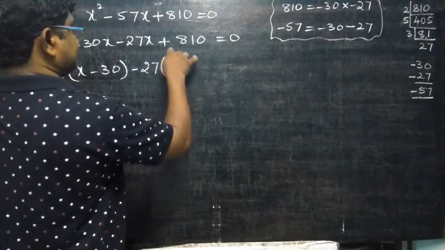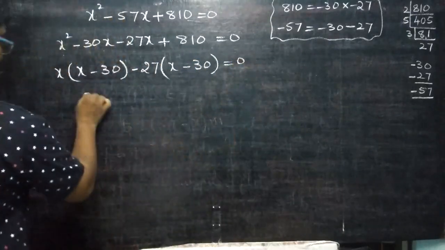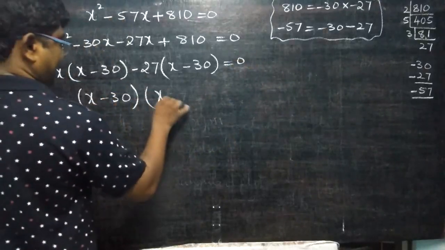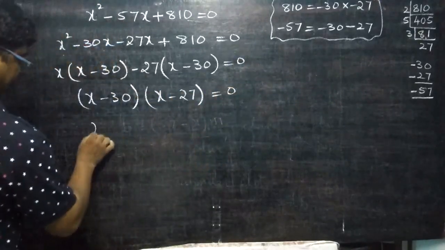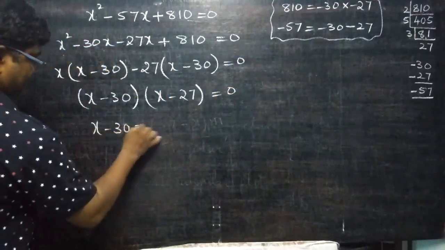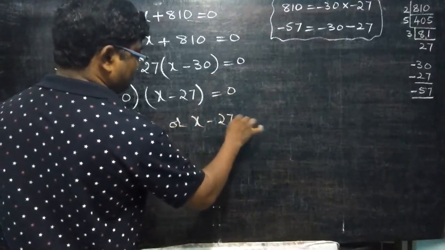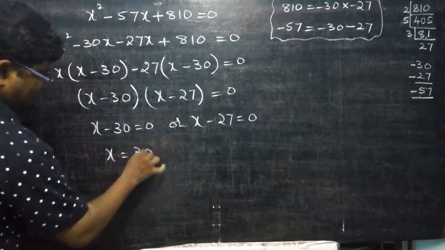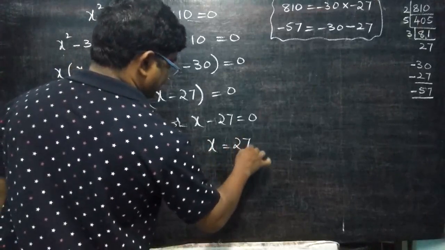x minus 30 is equal to 0. So (x minus 30)(x minus 27) is equal to 0. x minus 30 is equal to 0 or x minus 27 is equal to 0. So x is equal to 30, minus goes that side, becomes plus, and here x is equal to 27.